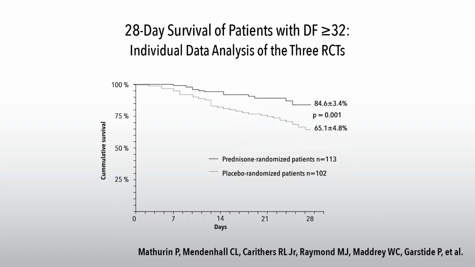Now, I'm not going to talk so much about intervention here, but let's look at the control group, the patients randomized to no therapy. You can see with this DF over 32, very high 28-day mortality rate, about 30%. We'll get back to the steroid story shortly.